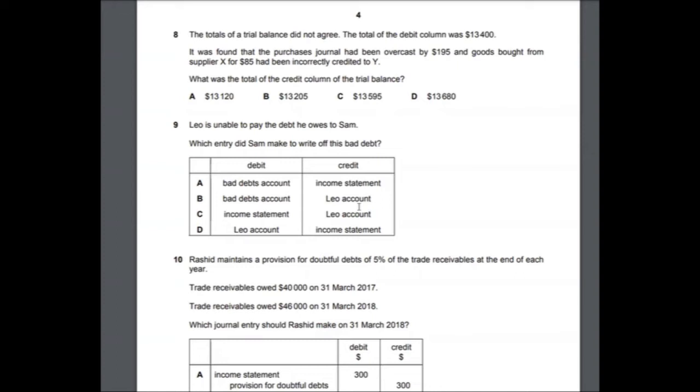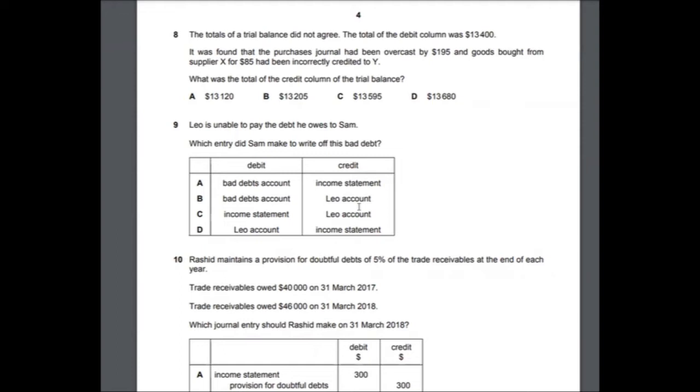Now what was found? The purchases journal had been overcast by $195 and goods bought from supplier X for $85 had been incorrectly credited to Y. So all you need to do in this case is 13,400 minus $195, which will give you the correct balance of the credit column. In this case, it would be $13,205. So the correct answer to multiple choice 8 is going to be option B.